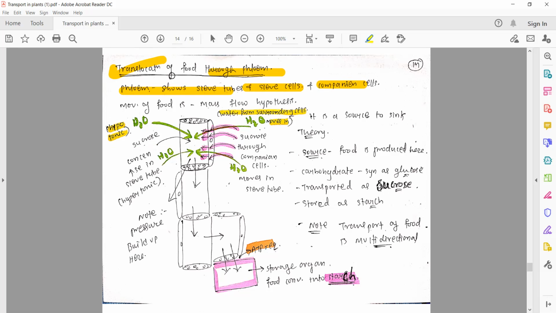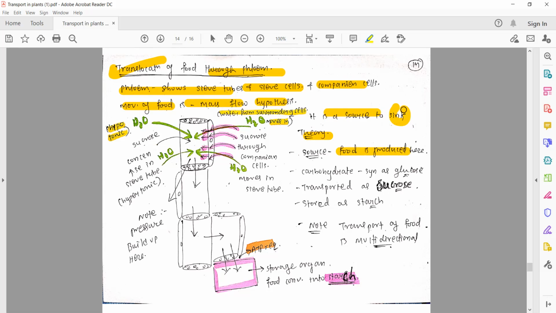Now try to understand this concept. Movement of food is explained by the mass flow hypothesis. It is called the mass flow hypothesis, and this theory is also called the source to sink theory. Source means where food is produced. It can be the leaf region where photosynthesis is actually happening, and sink is where it has to be sent, or where it has to be stored. That can be a leaf also. That can be storage areas also.